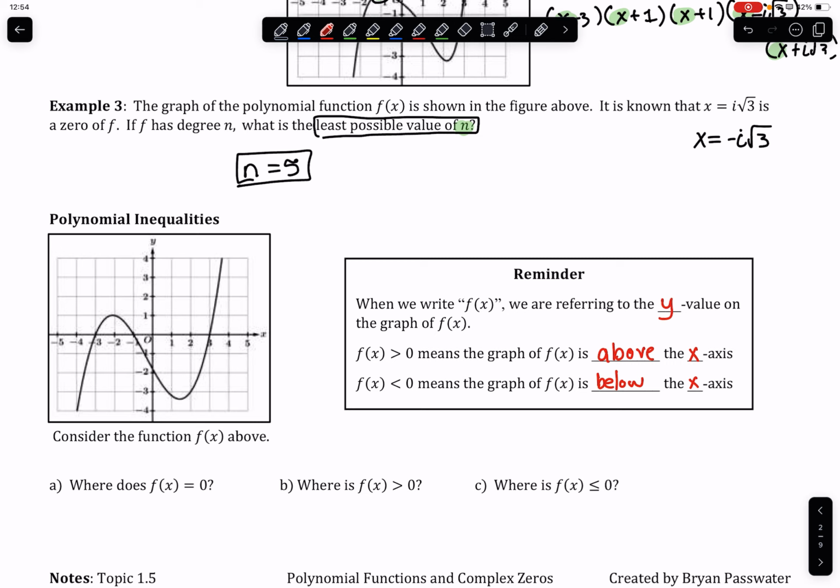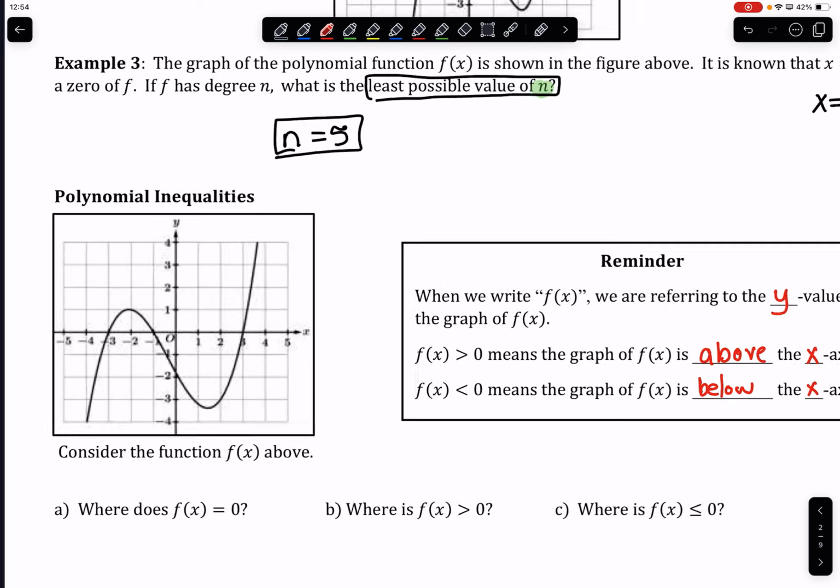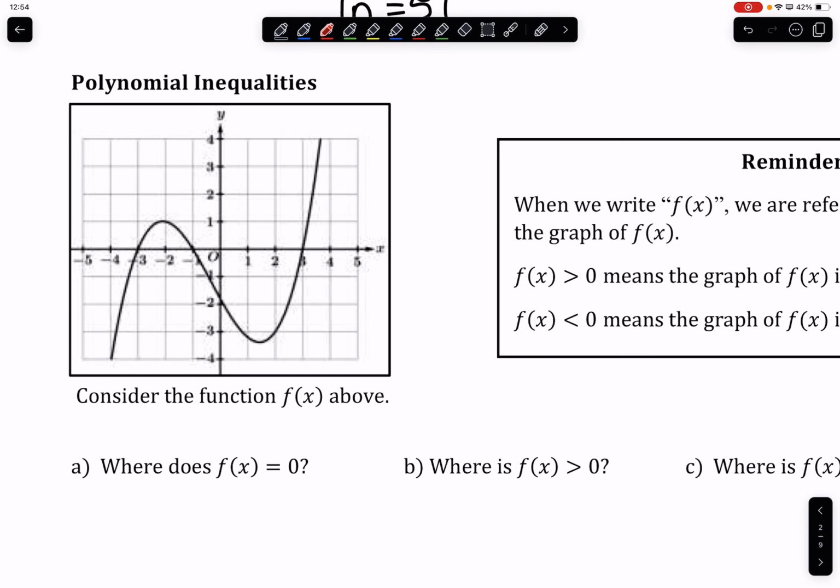So if we look at this graph here, let's consider this function f of x as above. If we want to find, first of all, when the function equals 0, we're asking ourselves, when are the y values equal to 0? Well, that occurs at the x-intercepts. So that's going to be here, here, and right there. So x will equal negative 3, negative 1, and positive 3.